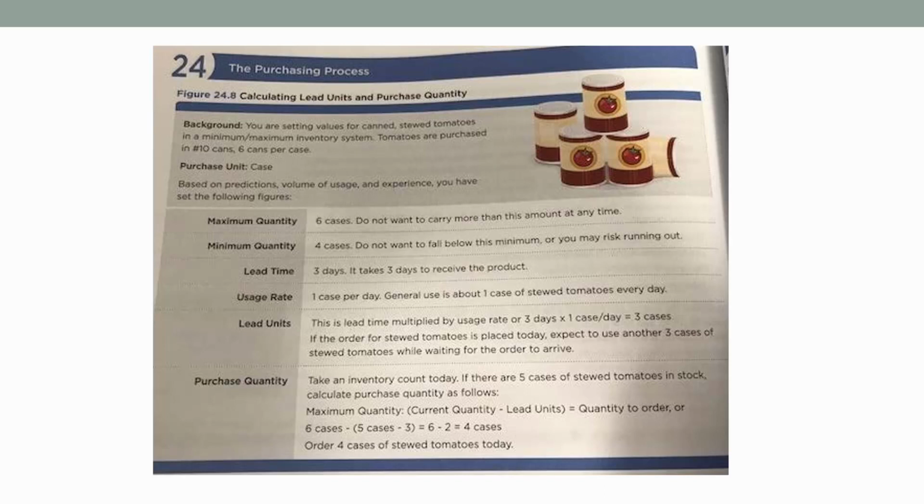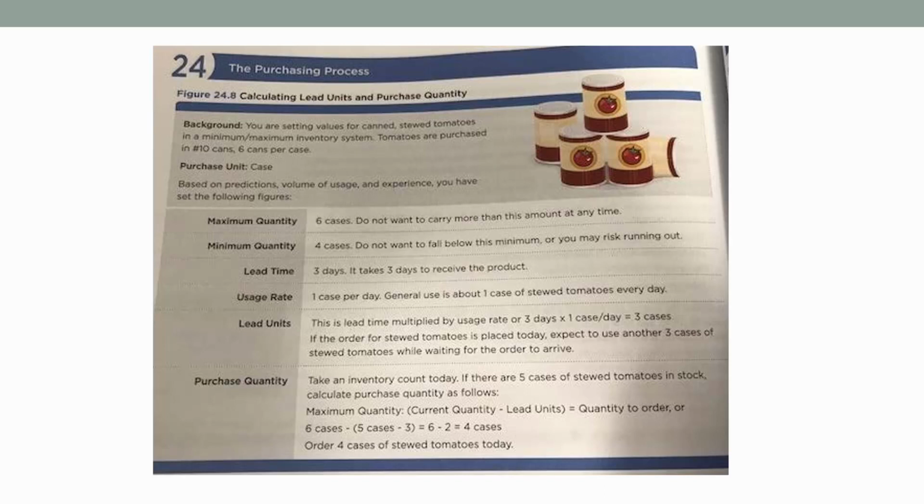So the lead unit is the lead time multiplied by usage rate. So we know it's going to take 3 days to get to us, and we are using about 1 per day. So that's about 3 cases that we need to know of that lead unit. So if the order for stewed tomatoes was placed today, we will use another 3 cases while we're waiting for this order to arrive. Now I think only keeping a maximum of 6 and a minimum of 4 on hand when you use 1 case per day seems a little bit low to me, but that's the example, so keep that in mind.